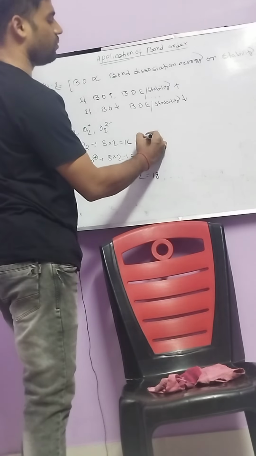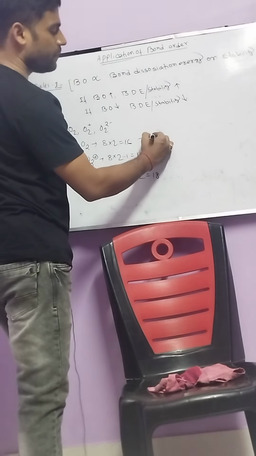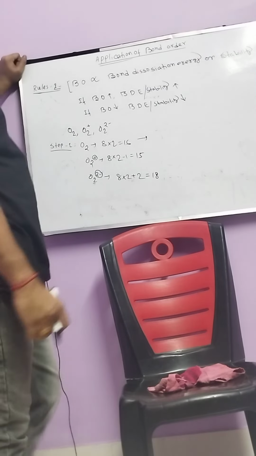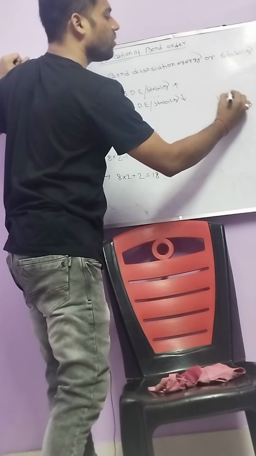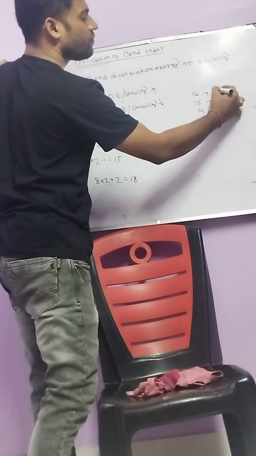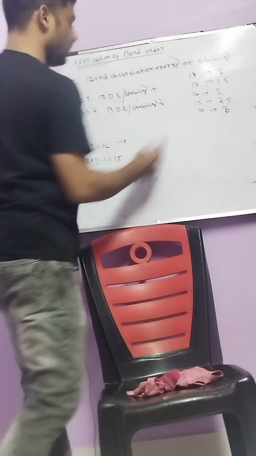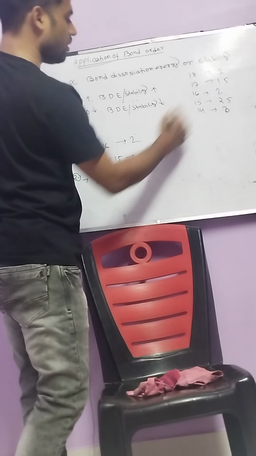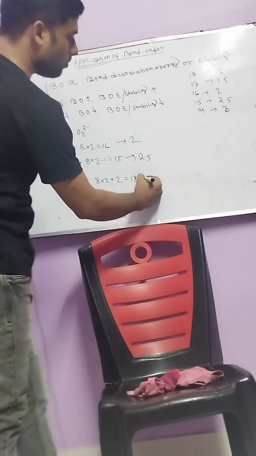From the table of bond order and total number of electrons: if total number of electrons is 14, bond order 3. If 15, bond order 2.5. If 16, bond order 2. If 17, bond order 1.5, and 18, bond order 1. So 16 has bond order 2, 15 has bond order 2.5, and 18 has bond order 1.